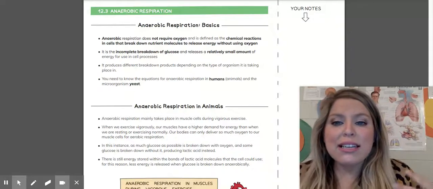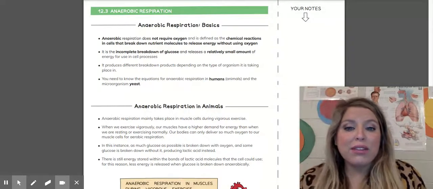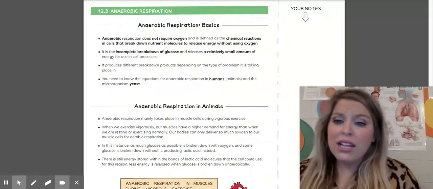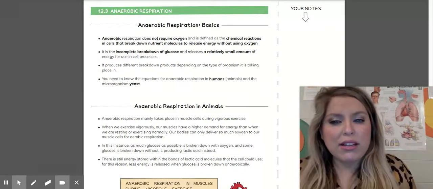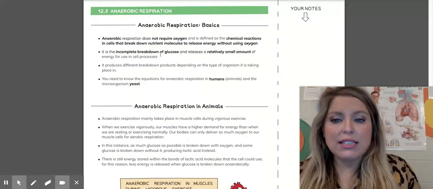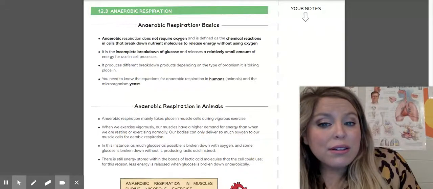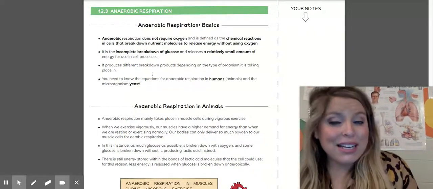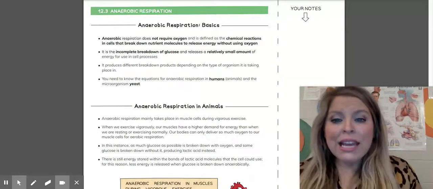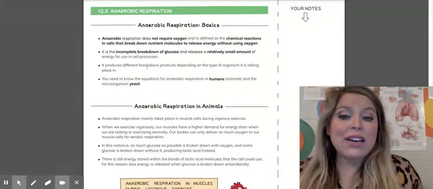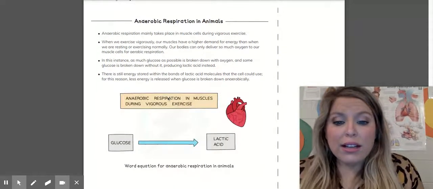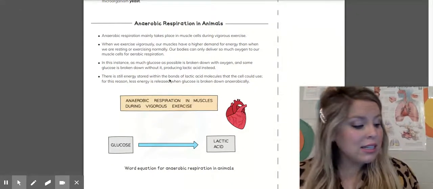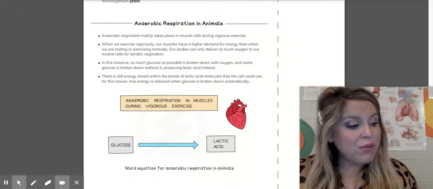So what this means is it's a chemical reaction in cells that breaks down nutrient molecules to release energy without using oxygen. It's the incomplete breakdown of glucose and releases just a relatively small amount of energy for use in cell processes. It produces a different breakdown of products depending on the type of organism that it is taking place in. And we need to also note that the equations for anaerobic respiration in humans and the microorganism yeast are going to be different for us.